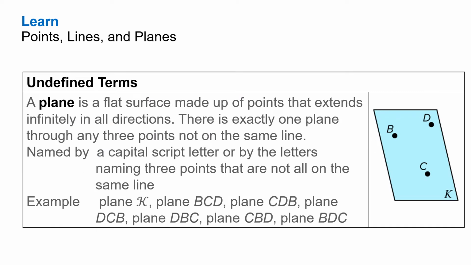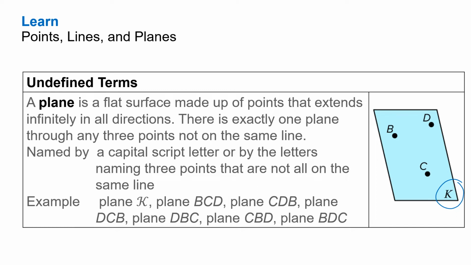A plane is a flat surface made up of points that extends infinitely in all directions. There is exactly one plane through any 3 points not on the same line. We name a plane by a capital script letter or by the letters naming 3 points that are not all on the same line. So in this example, we see this script letter in the corner, K. So we can name this plane, plane K.